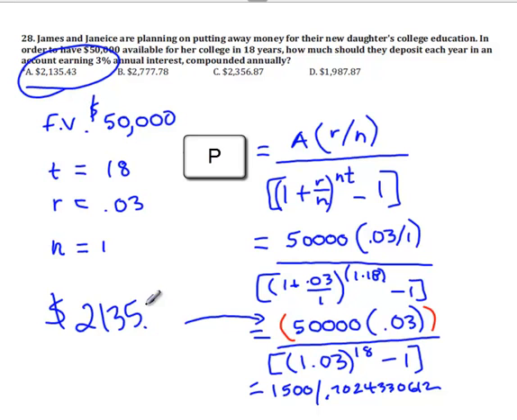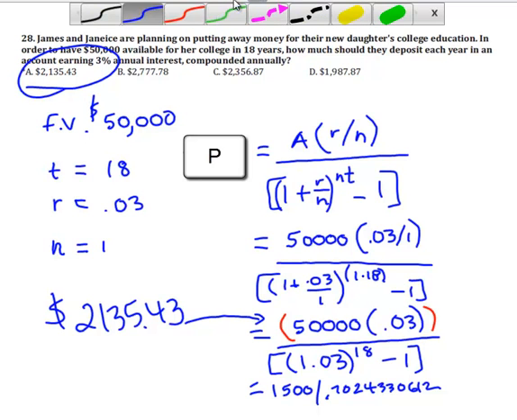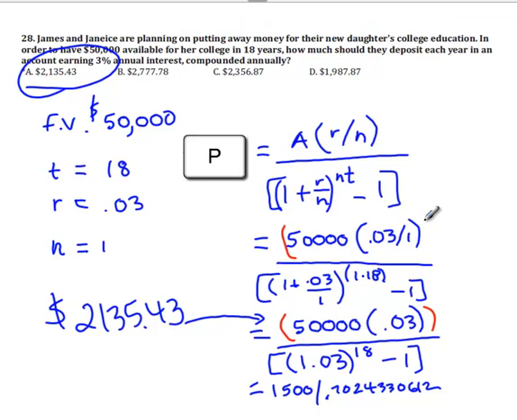2,135 and 43 cents. So you have to be really careful when you enter this in the calculator. If you're not sure, it's always safest to put parentheses around your numerator and brackets or parentheses around your denominator to be sure, or go ahead and simplify the entire numerator, simplify the entire denominator, carry your decimal points as many places as the calculator shows, and then you'll get your answer correct to the nearest penny.